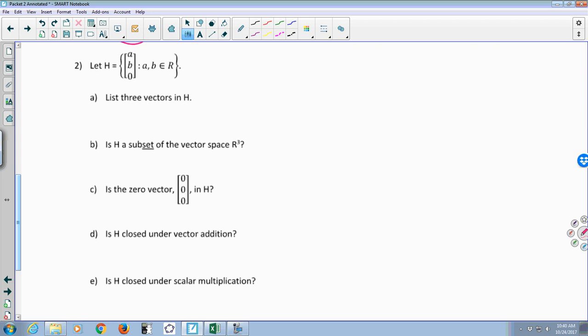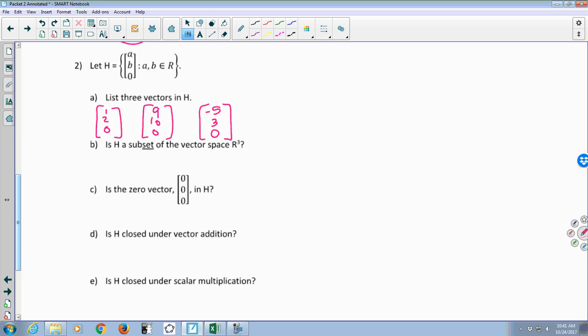All right, so here's another one. I've got H. It's a set of vectors that look like A, B, 0. A and B are just any real numbers. So let's list a few vectors in H. 1, 2, 0. 9, 10, 0. Does that pattern hold? Or do the first 2 entries always have to differ by 1? No, they can be anything. Let's say -5, 3, 0.